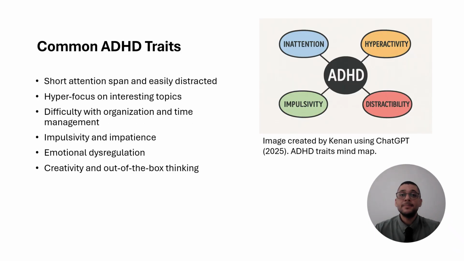People with ADHD typically show several common traits. They often have short attention spans and are easily distracted, yet paradoxically can hyperfocus intensely on topics that interest them. Many struggle with organization and time management. Impulsivity and impatience are common, as is emotional dysregulation, feeling emotions more intensely than others. But ADHD also brings strengths like creativity and out-of-the-box thinking. These traits manifest differently in each person with ADHD, and they exist on a spectrum of severity.